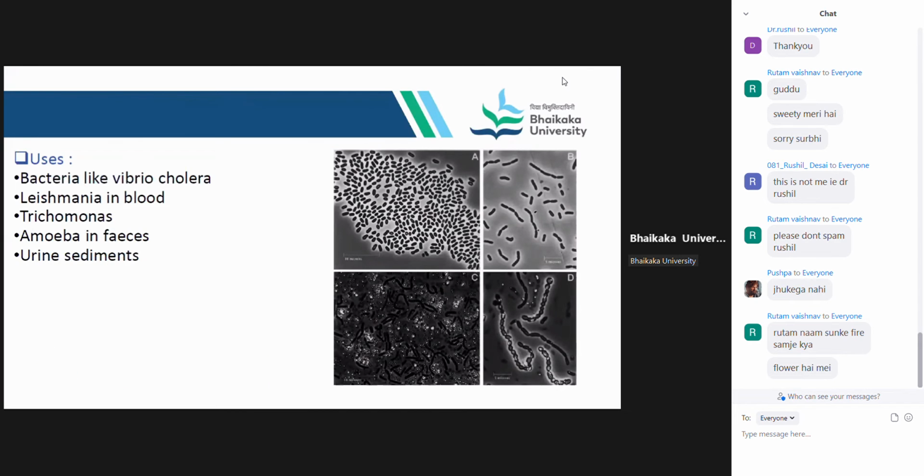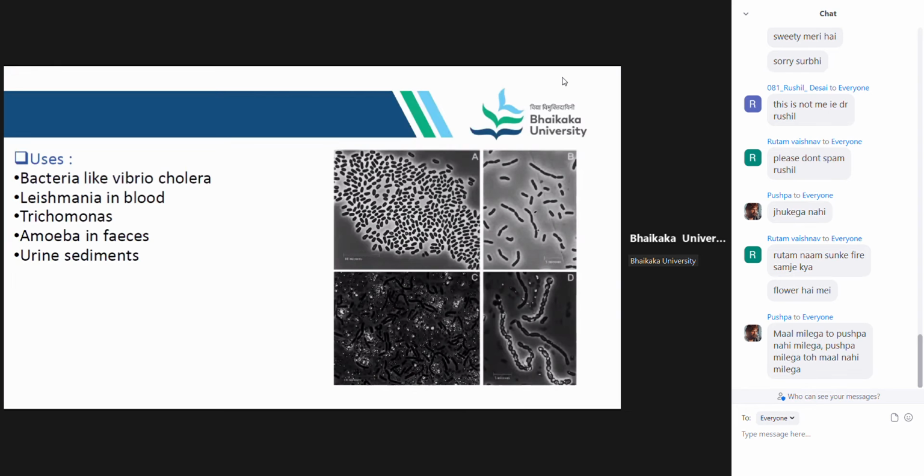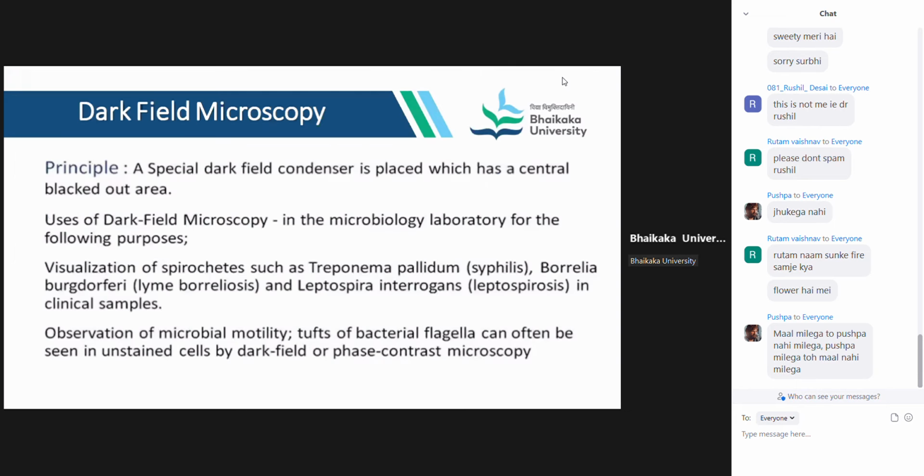Now, this is used for bacteria like Vibrio cholerae, Leishmania in blood, Trichomonas vaginalis, amoeba in feces, and urine sediments, where we don't have to stain the specimen and we can see them as they are.